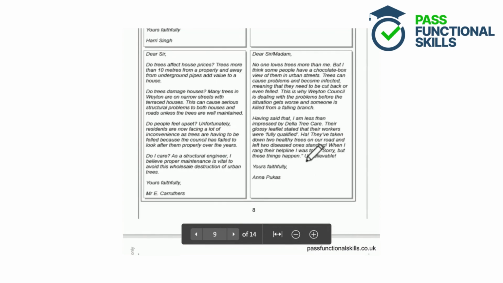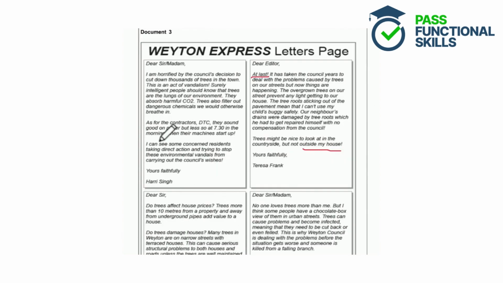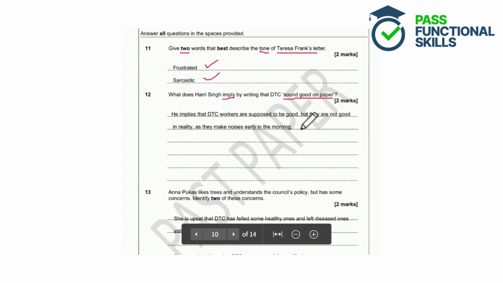So we can see that in the text. We can see Harry Singh's letter here, and we can see in the context of what he's written: as for the contractors, DTC, they sound good on paper, but less so at 7:30 in the morning when their machines start up. So this is quite a sarcastic phrase. He's not saying literally what he means, but he's saying that they sound good with what they've written and what they've described themselves as, but they are quite loud at 7:30 in the morning, so he doesn't seem very happy. So that's the answer for that one.